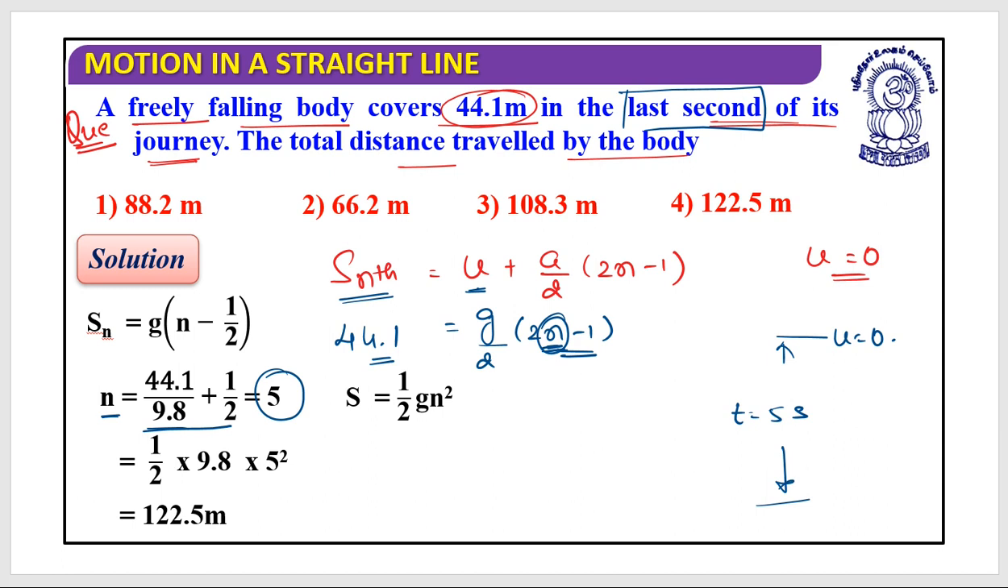Now what I require is the total distance traveled by the body. I can have s is equal to half g t square, and if I put in the values, it's half into 9.8 into 5 square, so it would be 122.5 meter. This would be the answer.